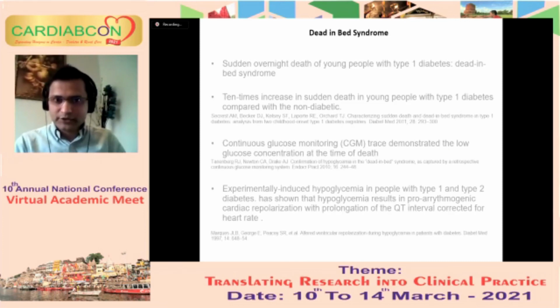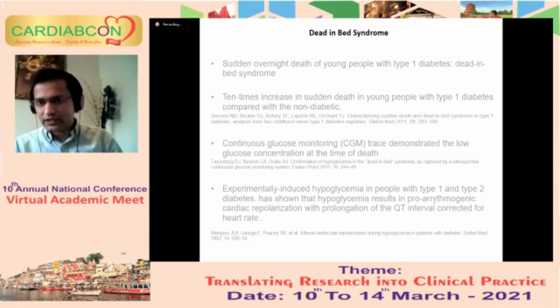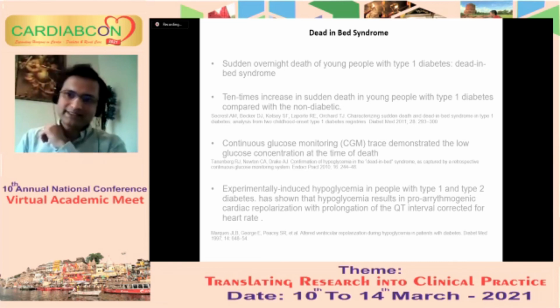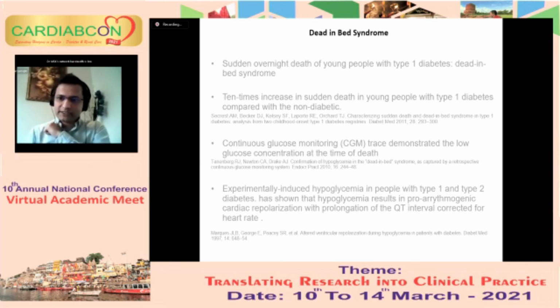So dead in bed syndrome is seen in young populations with type 1 diabetes, with a 10-times increase in risk in young populations. CGM is excellent at demonstrating that in the trace. When we look at the CGM trace, another thing to be aware of is that if the patient puts the CGM on their arm and sleeps on that side, there is something called a pressure effect. We can see a flat line as well. It is very difficult to differentiate whether it is true hypoglycemia or because of the pressure effect, with your sensor pressing against the pillow or the way you are sleeping.